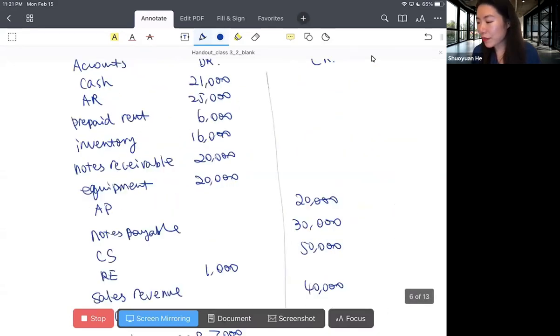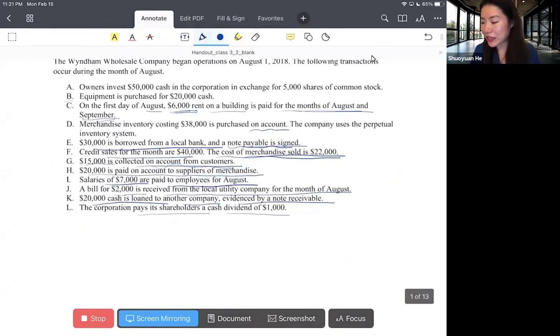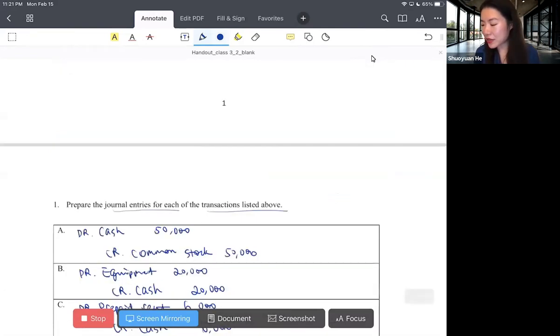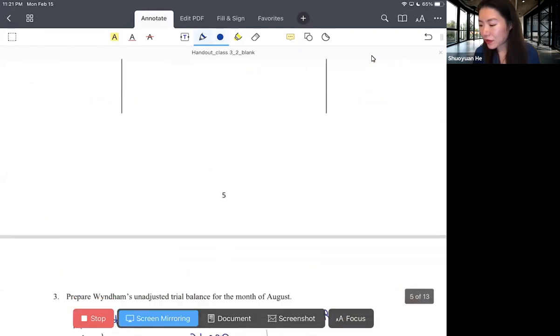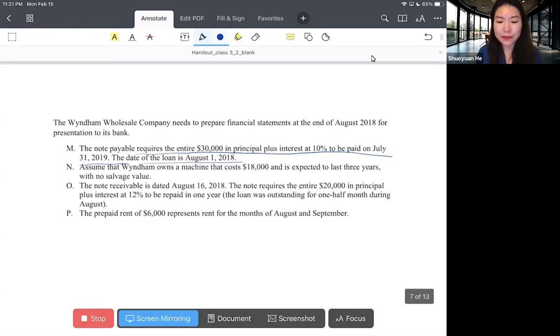So if you still remember, this is actually a continuity of the previous transaction E. 30,000 is borrowed from a local bank and the note payable is signed. So what is the adjusting entry for this one?